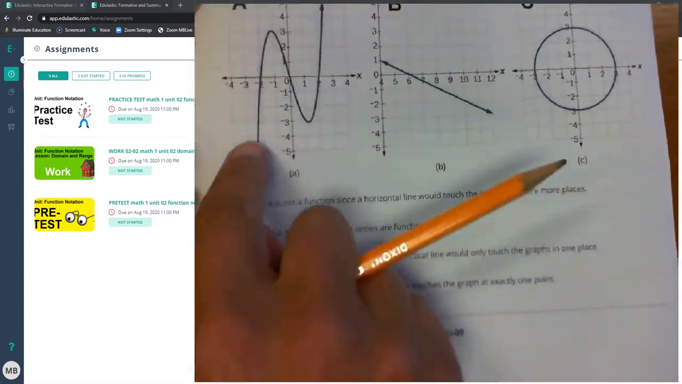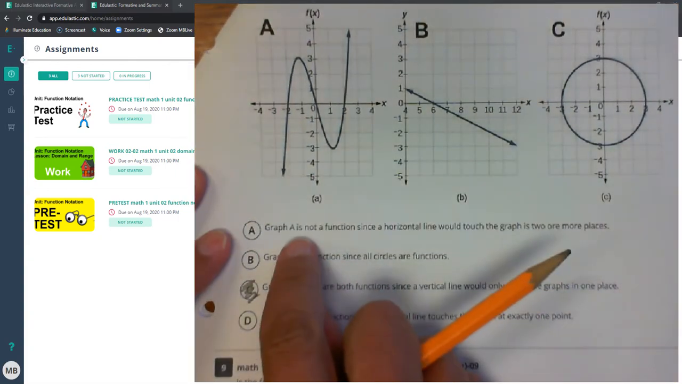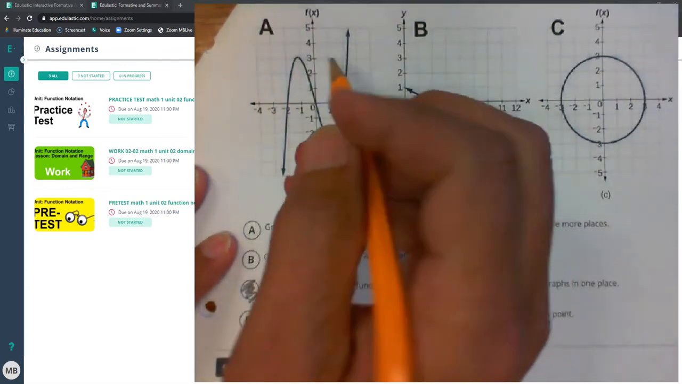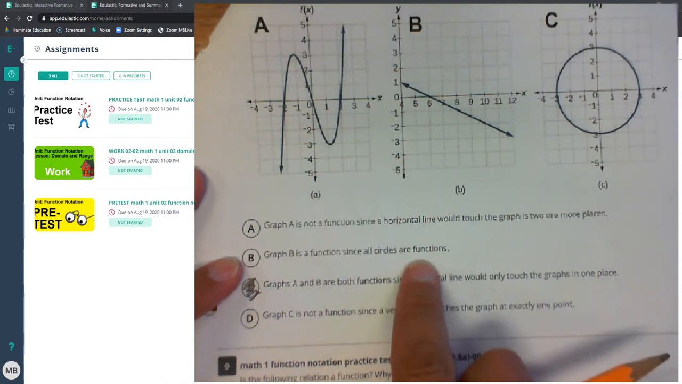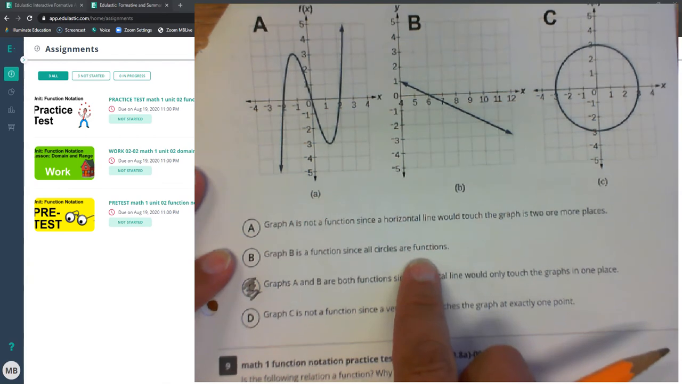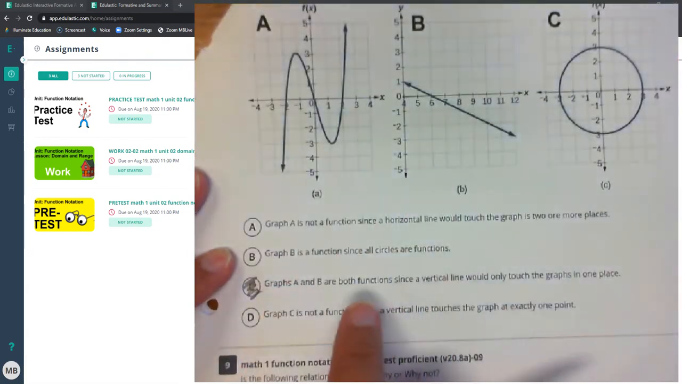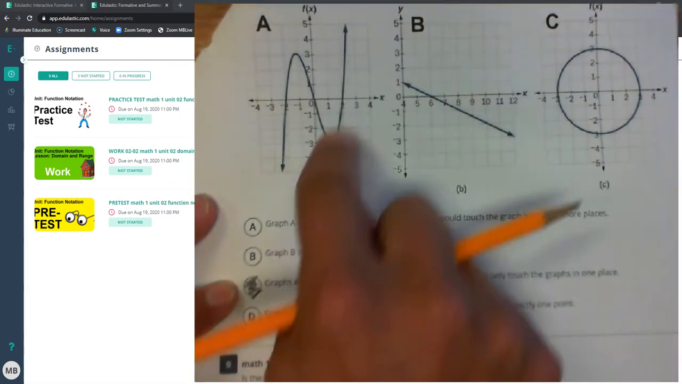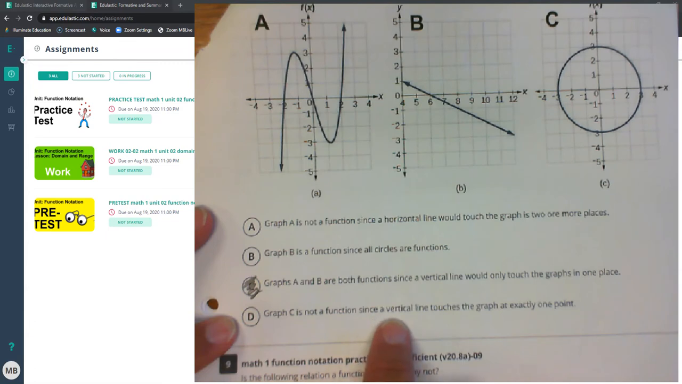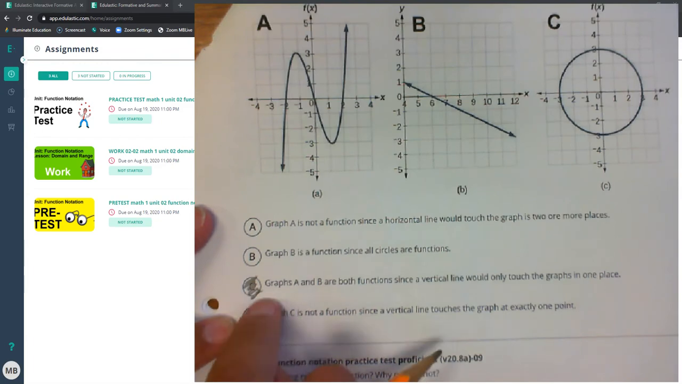Okay. Look at the graphs and determine which statement is true. Graph A is not a function. No, that's a function. Vertical line test, that's a function. Graph B is a function since all circles are functions. That doesn't make a lot of sense. Plus, it's not even that one. Graph A and B are both functions since a vertical line would only touch the graph in one place. Graph C is not a function since a vertical line touches the graph at exactly one point. No, it touches it in 2 points. So it's going to be C, vertical line test.